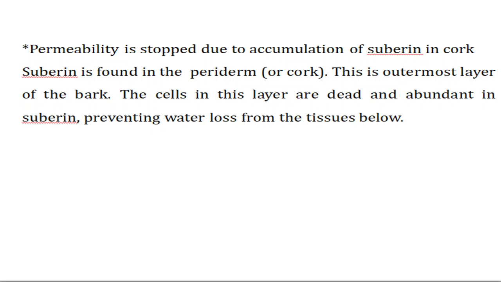Next, permeability is stopped due to accumulation of a particular compound called suberin in cork. Suberin is generally found in the periderm, which is your cork layer, the outermost layer of the bark. This layer is generally dead, and it has an abundant amount of suberin. This suberin prevents water loss from the tissues present below the cork.